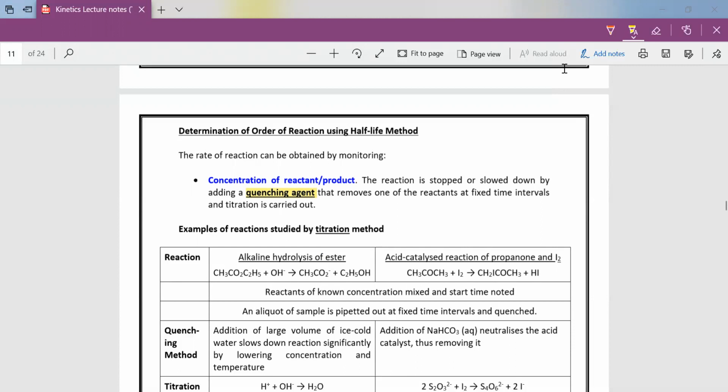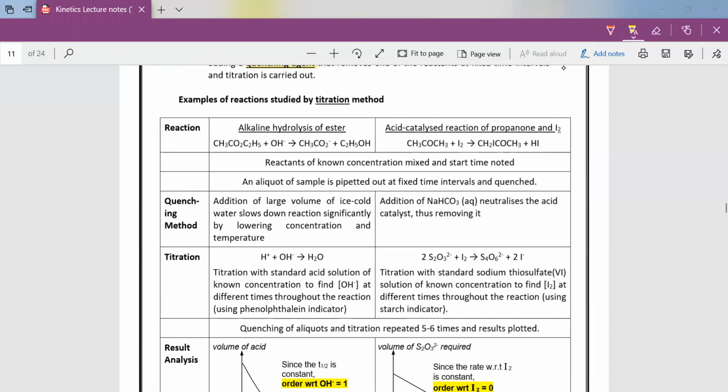So we're going to give you a couple of examples: acid catalyzed reaction and base catalyzed hydrolysis. Basically, we mix the reactants of known concentration, and then we take out a portion of the reaction sample and we quench it. We stop the reaction. The quenching method varies.